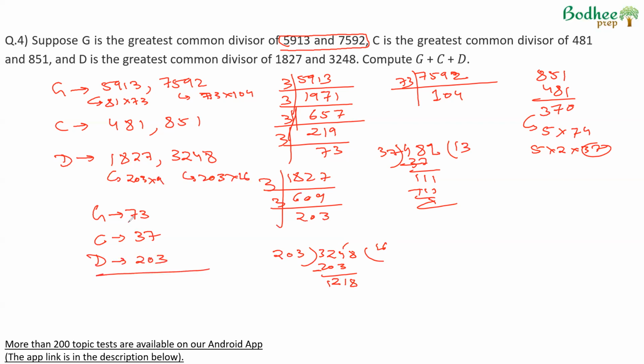G plus C plus D will be 73 plus 37, which is 110. 110 plus 203 will be 313. So this becomes my answer.